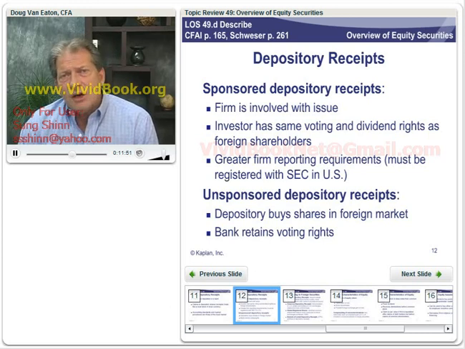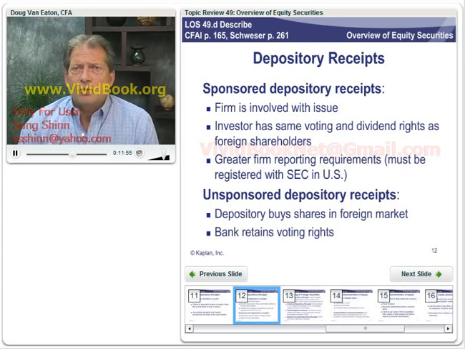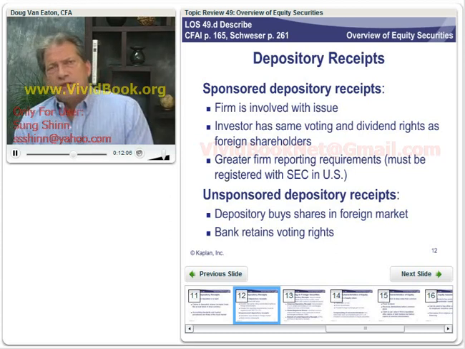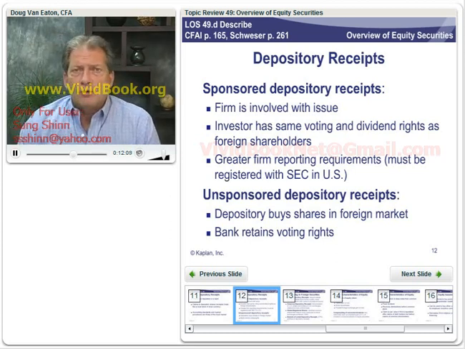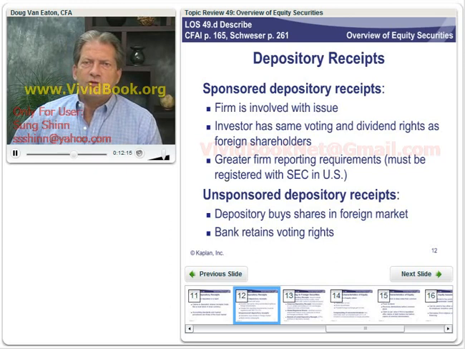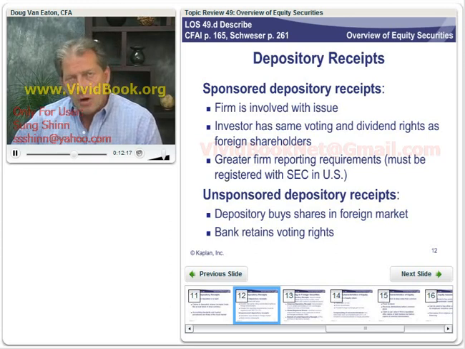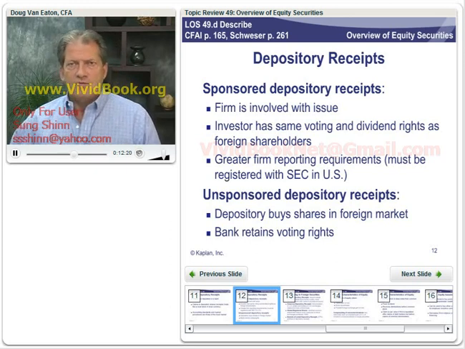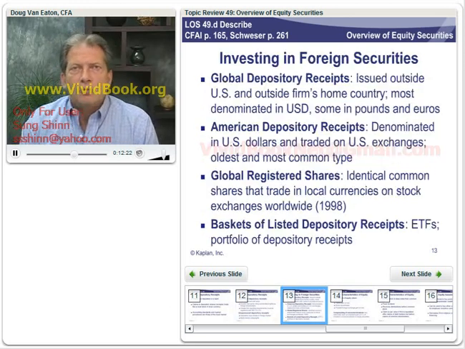Now, in the case of unsponsored depository receipts, the bank, the depository, buys the shares in the foreign market. And in this case, the bank owns them and retains the voting rights and hopefully votes in the interests of the shareholders. But with these unsponsored ones, you have a little less rights than if it's a sponsored depository receipt where the issuing company is involved with the creation of the depository receipts.